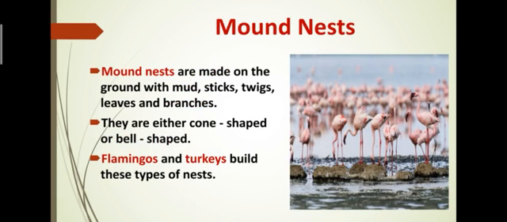The next type of nests are mound nests. In the picture, you are able to see it is in the shape of a cone or a bell. This type of nest is made by flamingos and turkey, and they are made on the ground with the help of mud, sticks, twigs, leaves, and branches.